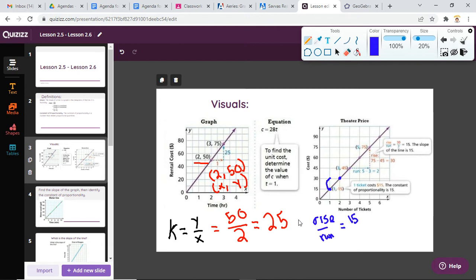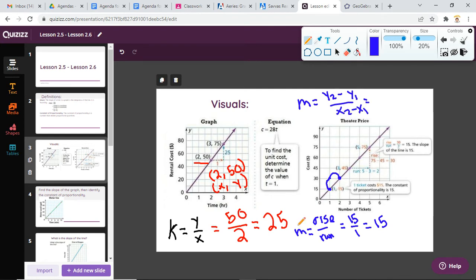My run is how much I go over here. So my run, I'm going over 1 block. So it would be 15 over 1, which is just 15. And this is my m, my slope. Now I can also find my m by doing y2 minus y1 over x2 minus x1.